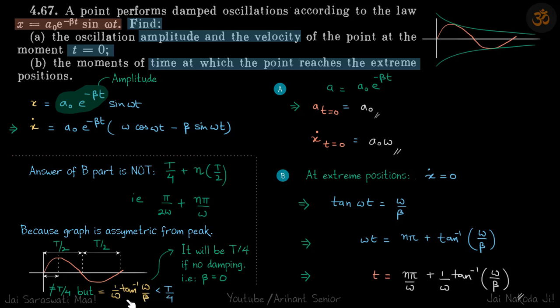You can also see that this term is 1 by omega tan inverse omega by beta. Omega and beta are both positive, so the maximum value of tan inverse omega by beta will be pi by 2, and that will be when beta is 0, that is, there is no damping. So in case of no damping, beta is 0, this whole term becomes pi by 2, so this term becomes pi by 2 omega, and pi by 2 omega is T by 4. But if there is damping, this term is of course less than pi by 2. So the time at which the first peak occurs will be less than T by 4. Alright.